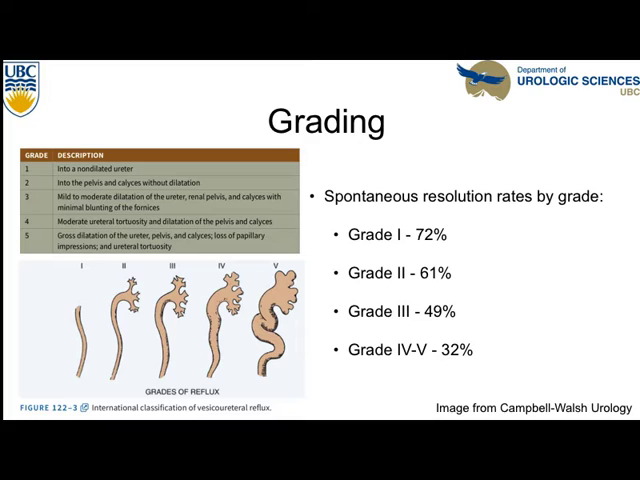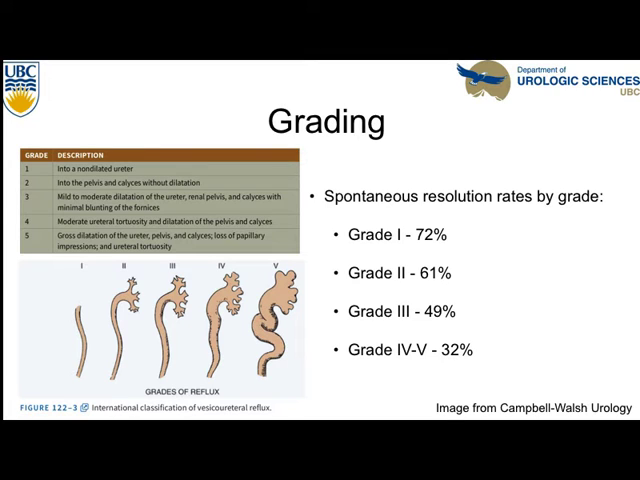So VUR is diagnosed by voiding cystourethrogram, or VCUG for short. Images obtained from the VCUG are then used to grade reflux according to the standards from the International Reflux Committee. To the left of the screen, you will see the corresponding grade and description in the bottom pictorial format. For example, with grade 1 being reflux into a non-dilated ureter, in the most extreme cases, a grossly dilated ureter, pelvis, and calyces, and the loss of papillary impressions and ureteral tortuosity, here at grade 5.